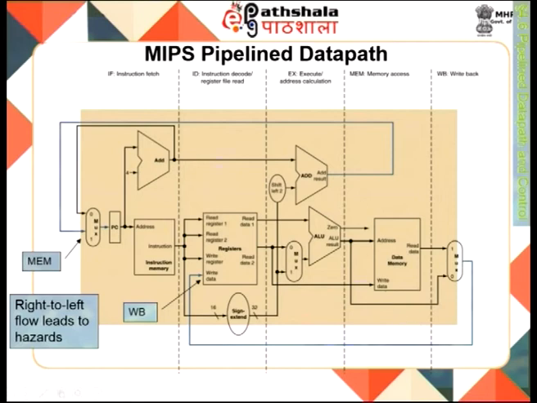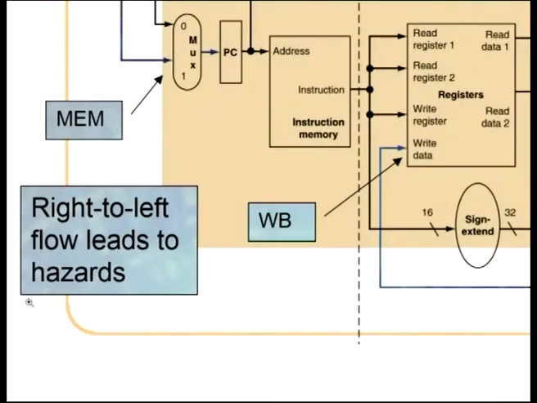So, this is the MIPS data path implementation. As you can see, the flow is from right to left to right. Whenever you have a right to left flow, that leads to hazards.